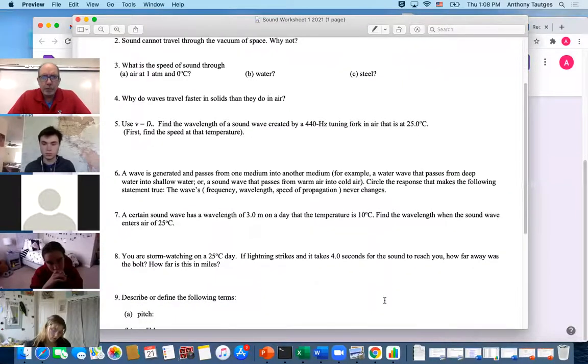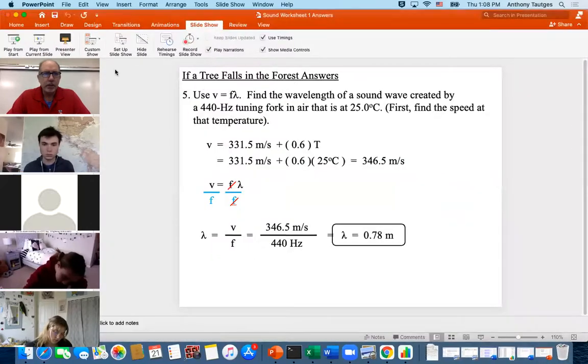A wave is generated and passes from one medium into another medium. For example, a water wave passes from deep water to shallow water, or a sound wave passes from warm air inside into cold air outside, or vice versa. Which of the wave's properties never changes? Frequency never changes. Keep coming back to that. All right, number 7, a certain sound wave has a 3 meter wavelength on a 10 degrees Celsius day. Find the wavelength when the sound enters air of 25 degrees Celsius.